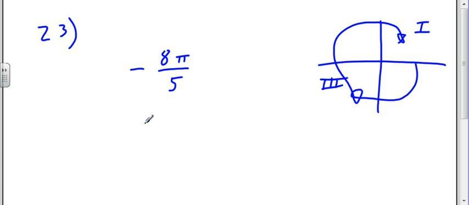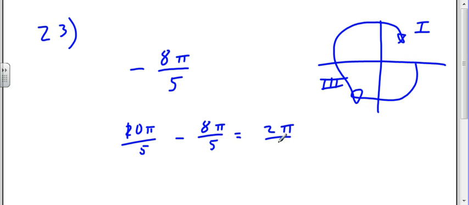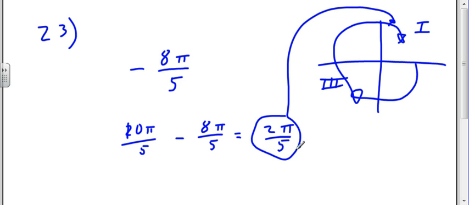Yeah, I think so. 10 pi over 5, also known as 2 pi, minus 8 pi over 5 gives us 2 pi over 5, which is less than a half. So that's a first quadrant answer.